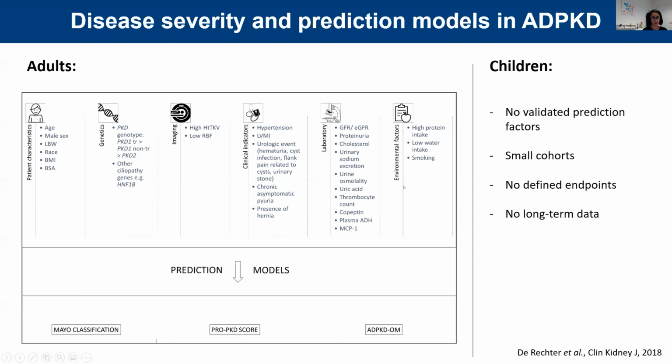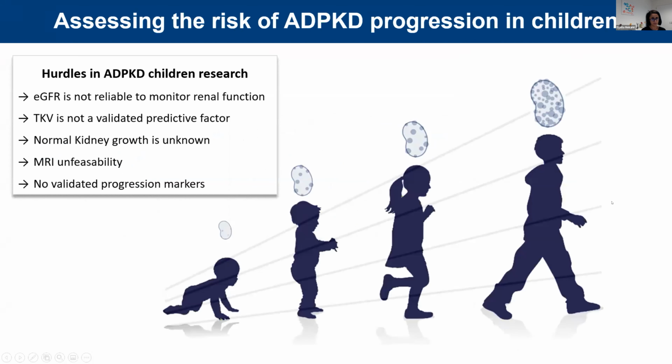However, in children, we don't have these prediction factors. All our studies are mainly based on small cohorts. The difficulty, contrary to ARPKD, where end-stage renal disease is actually reached in childhood, is that in ADPKD we have difficulty finding an endpoint, and we don't have very, very long-term data.